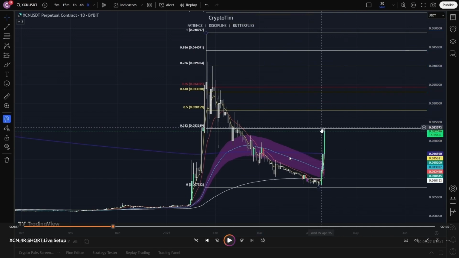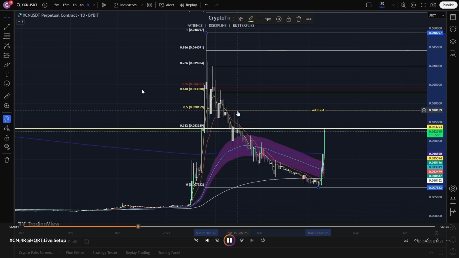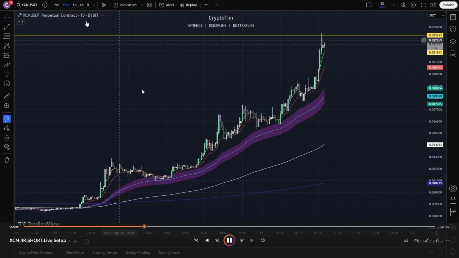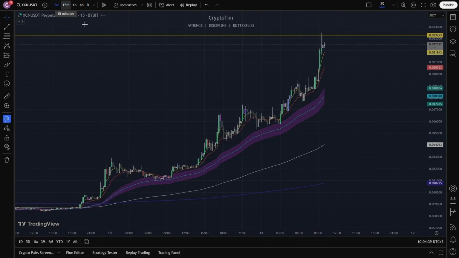So I did take my fib level here from the very high to the low before the pump. We can see we're just sitting at the 382 fib retracement right now, pretty much perfectly, and we have some type of reaction from it. So I'm indicating my 382 level on the daily fib. And now we can have a look at the smaller time frames.